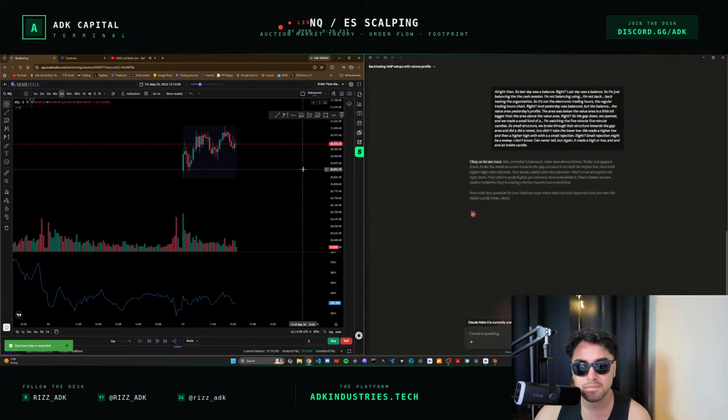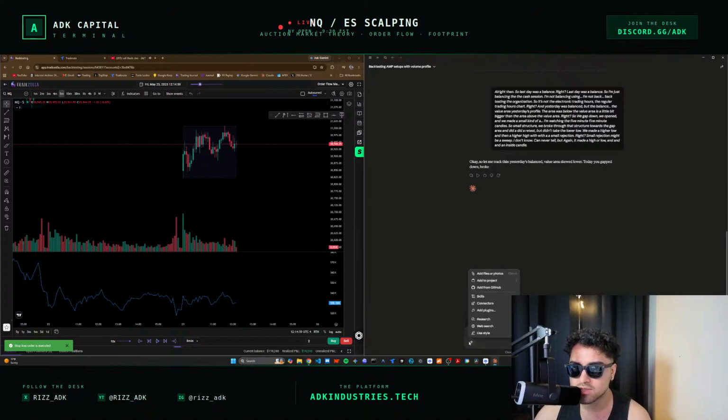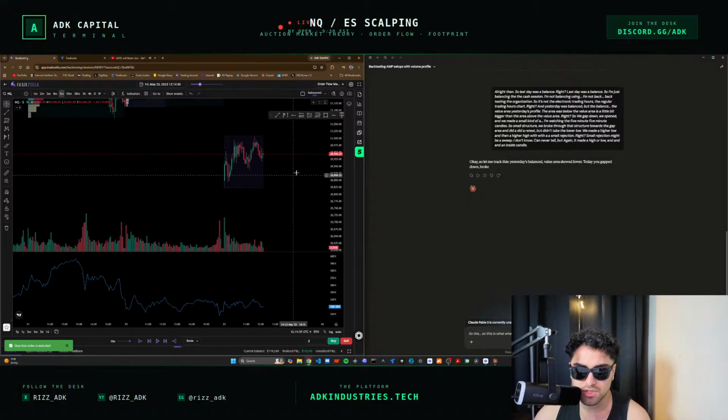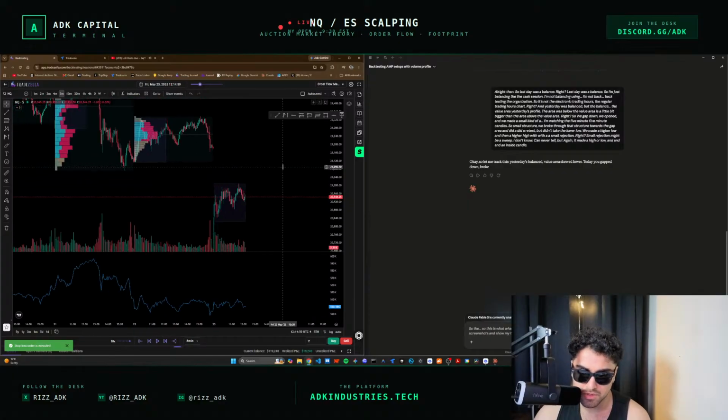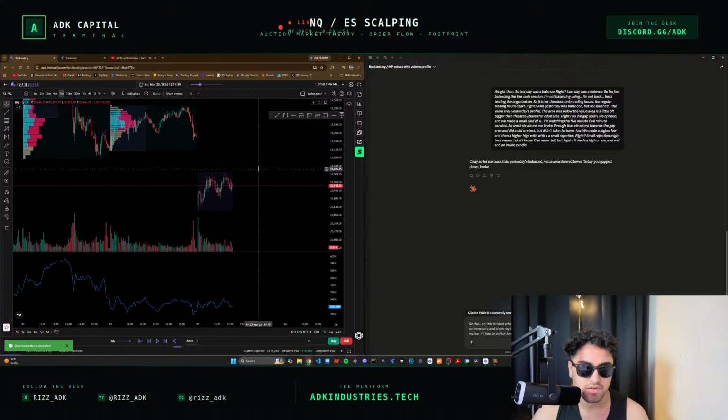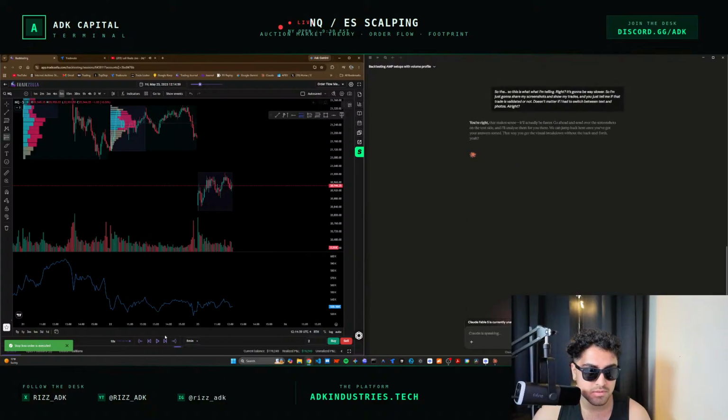Okay, so let me track this. Yesterday's balanced value area skewed lower. Today you gapped down, broke the... See, this is what I'm telling, right? It's gonna be way slower, so I'm just gonna share my screenshots and show my trades, and you just tell me if that trade is validated or not. Doesn't matter if I had to switch between text and photos. All right? You're right, that makes sense.